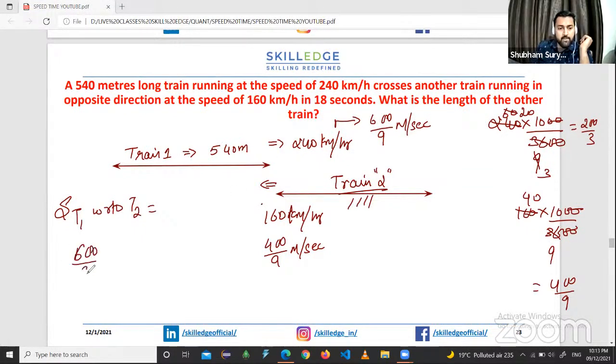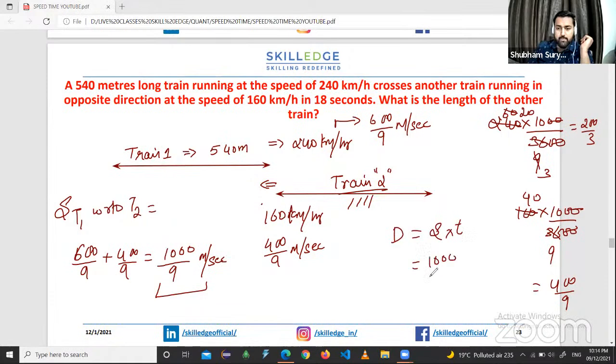Already it was 600 upon 9 plus the addition of 400 upon 9, which is equal to 1000 upon 9 meters per second. And at this speed they have to cross each other. Let's see how much distance they can travel. So distance is equal to speed into time. So speed is 1000 by 9 and the time being taken is 18 seconds, guys. So 9 2s are 18, 2 into 1000 is 2000 meters. It means train 1 has traveled a distance of 2000 meters in total.